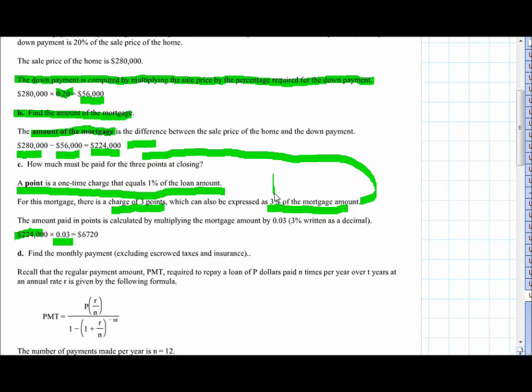But as I said in part B of this problem, you cannot in any shape or form use percent when you do the multiply. You must convert it to a decimal, and that's what they did here. So 0.03 times the 224,000 is 6720.